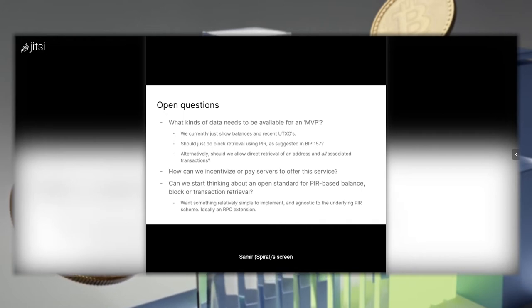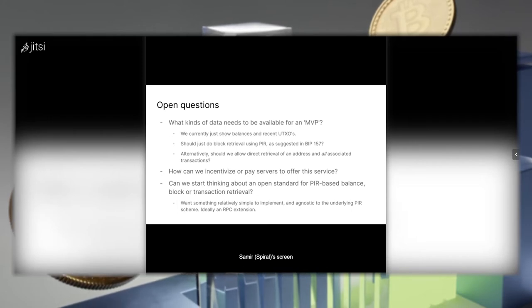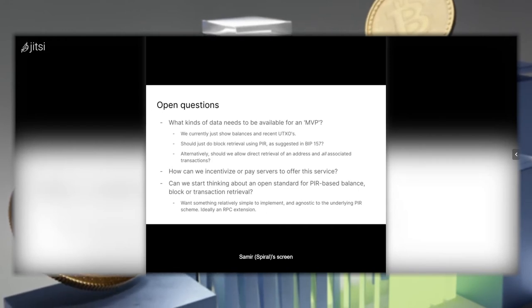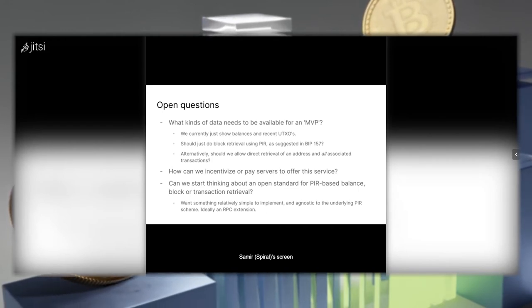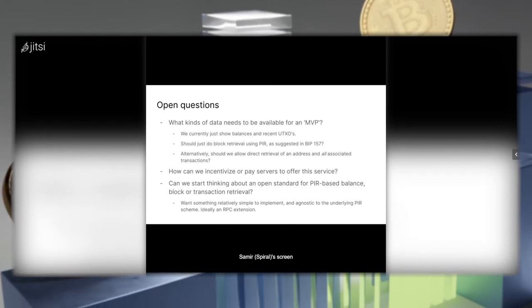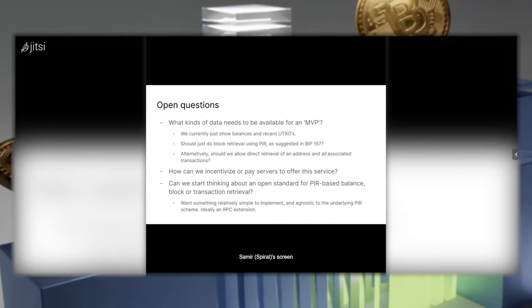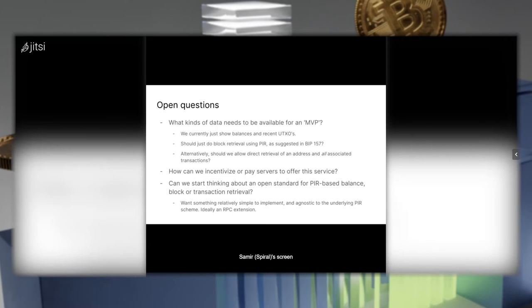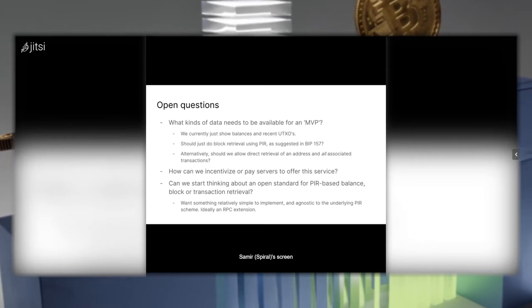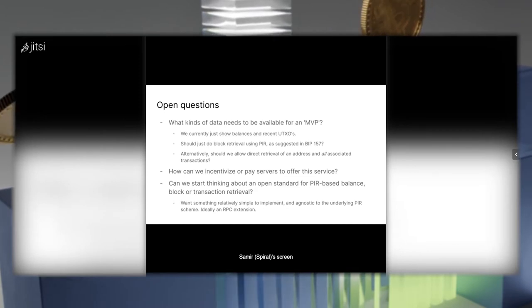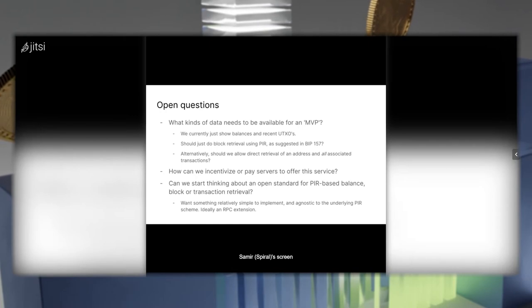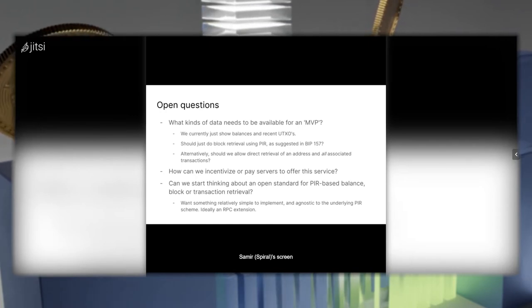I'll highlight one alternative way of doing this, which is suggested in BIP 157. What we could instead do is continue to use block filters, but use PIR for the block retrieval part. So you would retrieve blocks using PIR, but use client block filters as normal. I think the problem there is it doesn't save your bandwidth. I could be wrong, but I think most of the bandwidth is coming from streaming the filter data to the client.